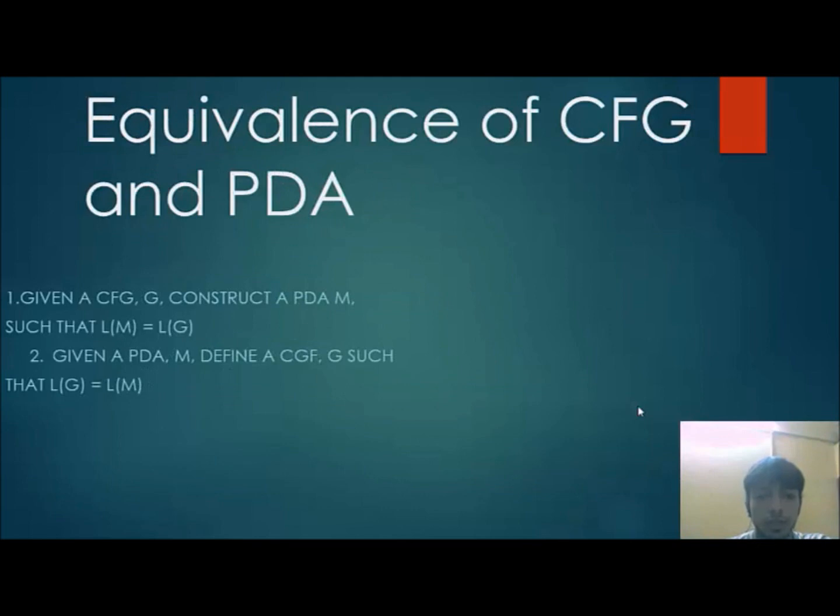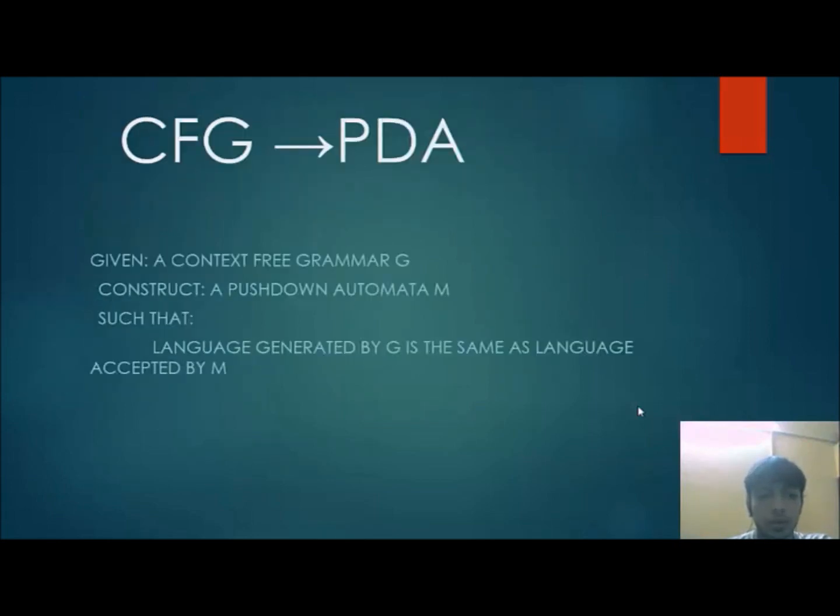Now we can state the equivalence of CFG and PDA by L of M is equal to L of G, or L of G is equal to L of M, where M is a PDA and G is a context-free grammar. So how to convert CFG to PDA?